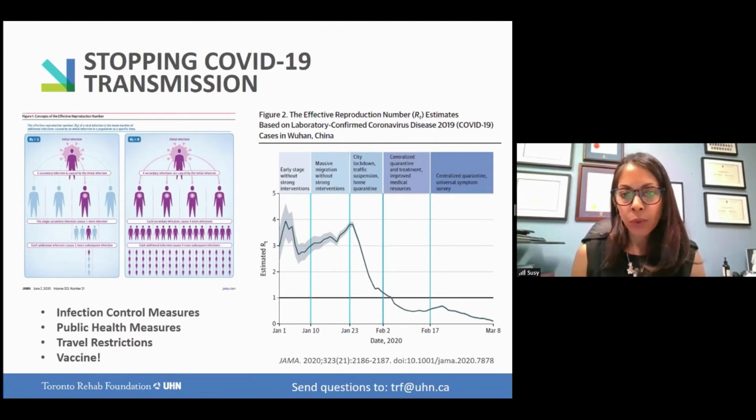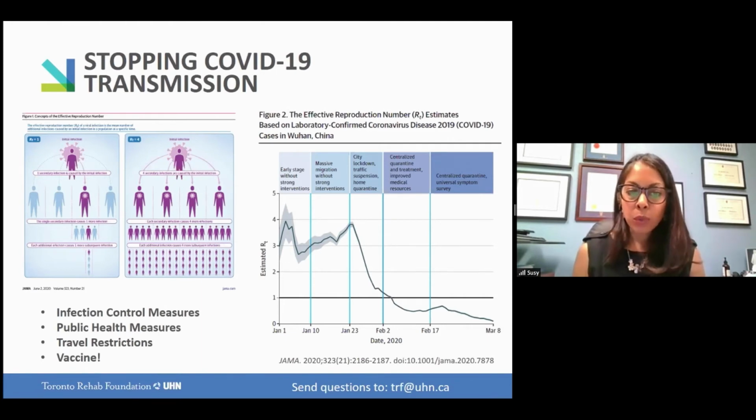And early on, without any strong interventions, you can see that the estimated reproductive number was approaching 4 at its peak. But as they started to do things like lock down the city, you can see a massive decrease in the number of cases and therefore also the reproductive number. Through centralized quarantine treatment, improving the capacity to provide medical treatment as well, in addition to the lockdown measures, they were able to get this below 1 for a sustained period of time and therefore interrupt and completely stop the major spread of the epidemic.